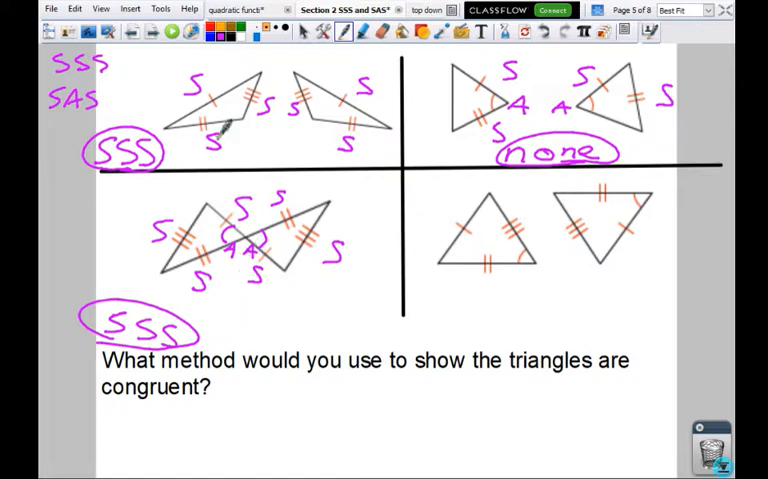A lot of what we're doing, not so much this lesson, but later lessons when they get tougher, is you have to figure out, oh wait, I have vertical angles in here. Or, oh wait, I have alternate interior angles in here. So we got to watch out for those kinds of things.